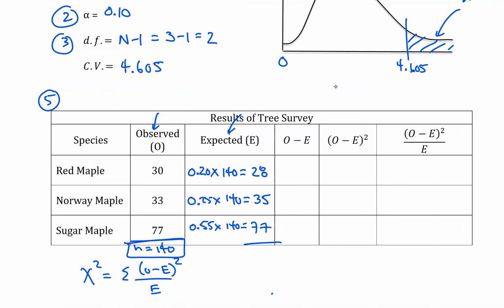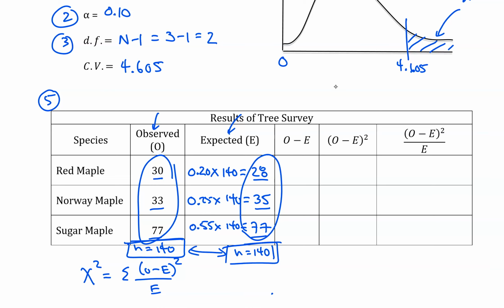So we observed 30, we expected 28. We observed 33, we expected 35. We observed 77 sugar maple, and we expected to see 77. So again, what the chi-squared goodness of fit says is: is this distribution about the same as this distribution? They look really close to each other, but again, that's what we're hypothesizing, so we're running a test about it. These should add up to the same 140. They have to be the same N value in order to do the chi-squared goodness of fit test. So you have to have your distributions the same. And then it really just becomes the mathematics around plugging into our formula.